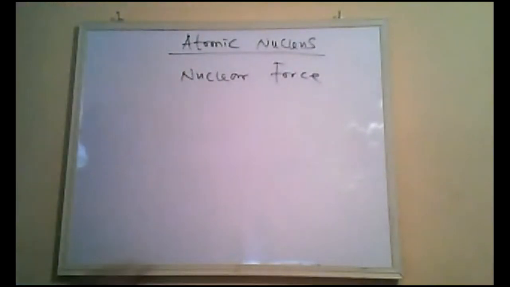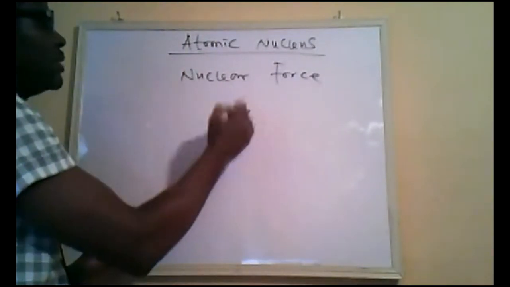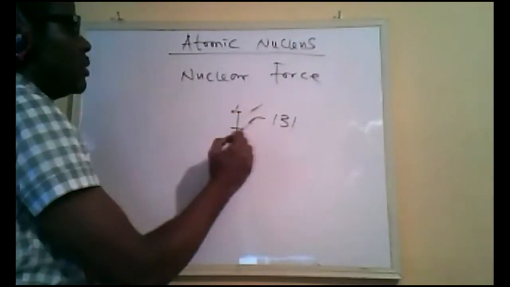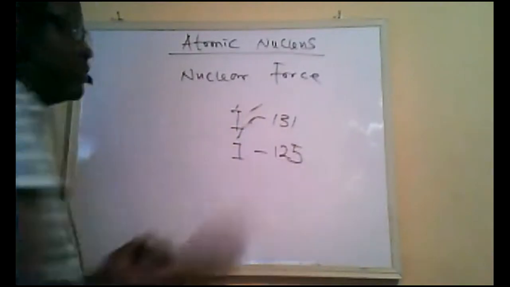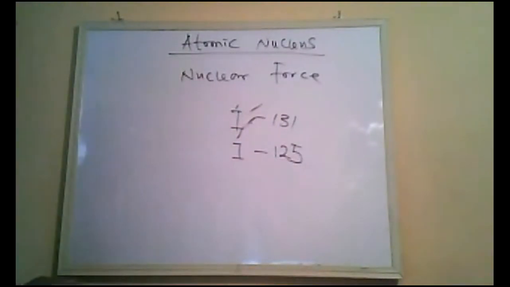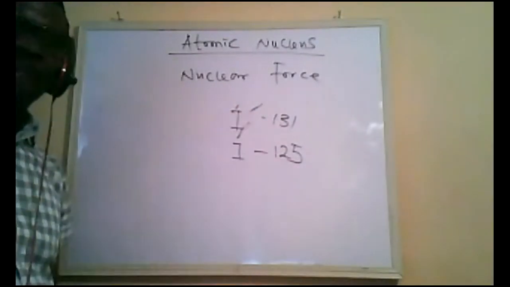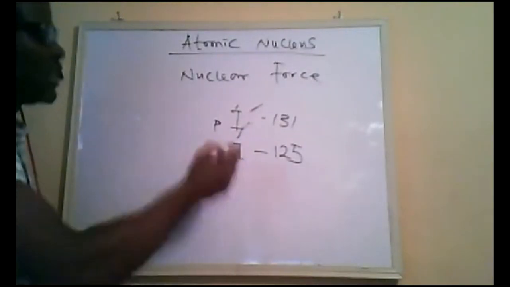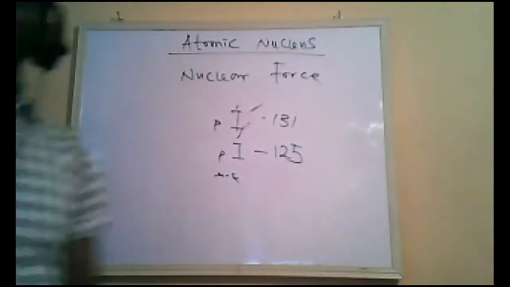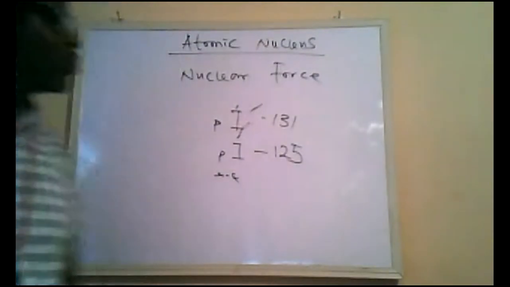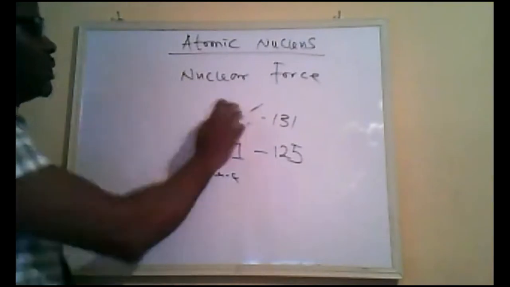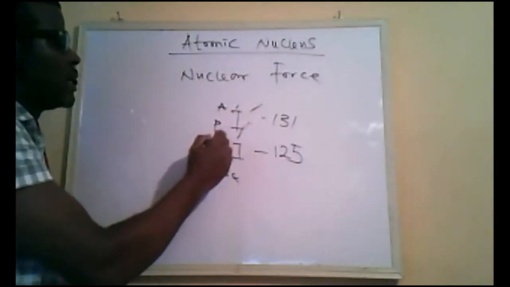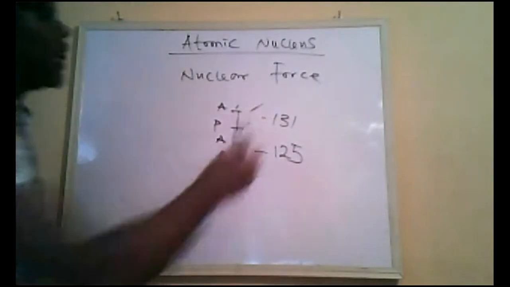You could have iodine-131, and you also have iodine-125. These are different nuclides, of course of the same element, iodine. They have the same number of protons and the same number of electrons. Of course, for an atom to be electrically neutral, the number of protons should equal the number of electrons. They have the same number of protons, but a different number of neutrons. So their mass numbers are different. They have a name for that.